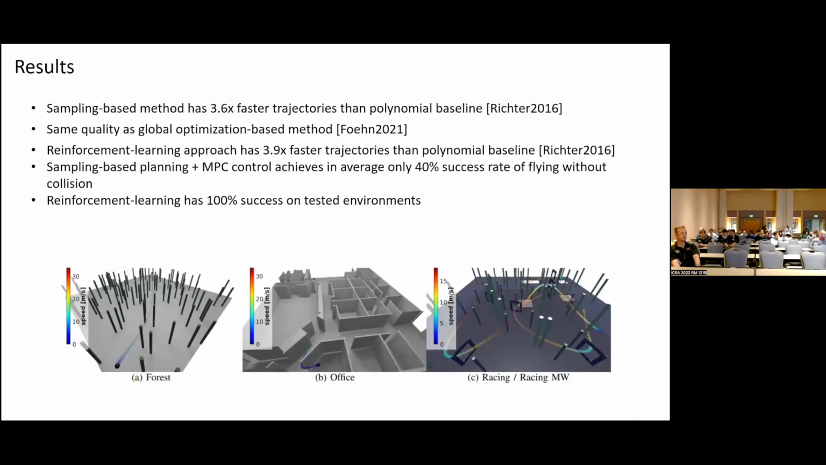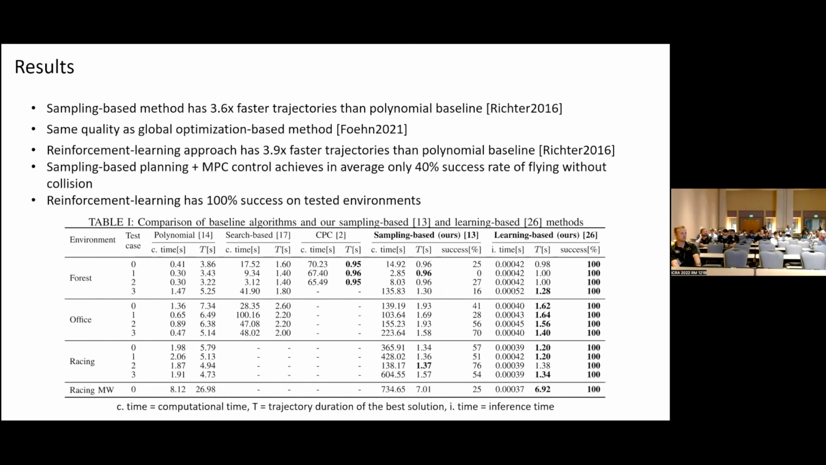Now moving to the results. Here are some simulated environments we used for comparing the two methods that I presented: the forest, office, and racing environments. We show that both of the methods outperform the state of the art, which is mostly the polynomial methods, which are not suitable for minimum time flight because of their inherent smoothness. It also outperforms other methods, for example, the search-based method. And it's also reaching the quality of the time-optimal CPC method, which, however, does not model the obstacles. So therefore, it cannot find trajectories for all of the environments.